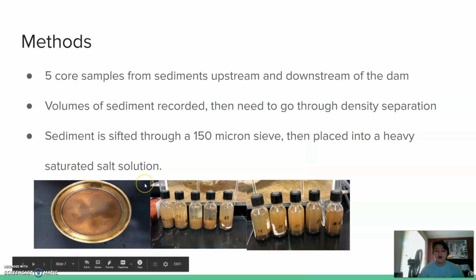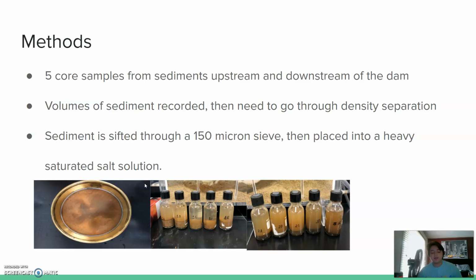So this is how I actually conducted my research and how I was able to see if anything was actually there. I took 5 core samples each from upstream and downstream. After I had collected these samples, they were brought back into the lab. Just to see the sediment itself, I recorded the volume of the sediment, separate from the water that was also collected through the core sampling.